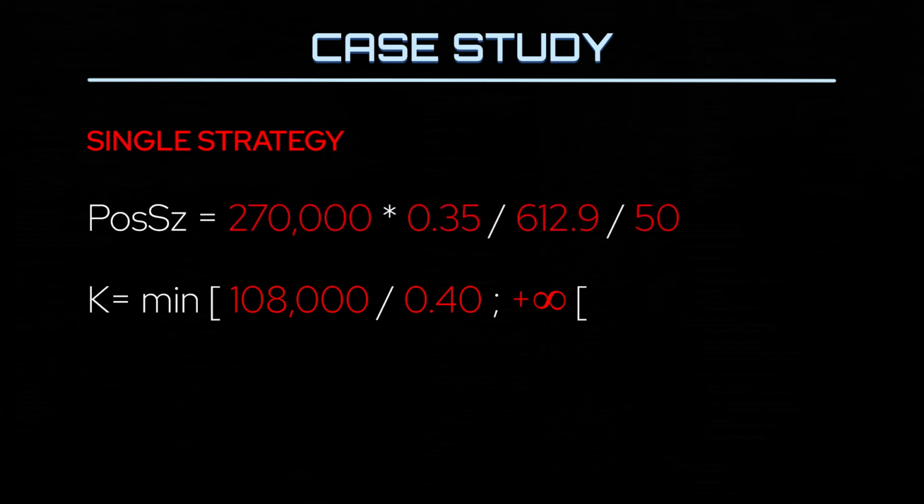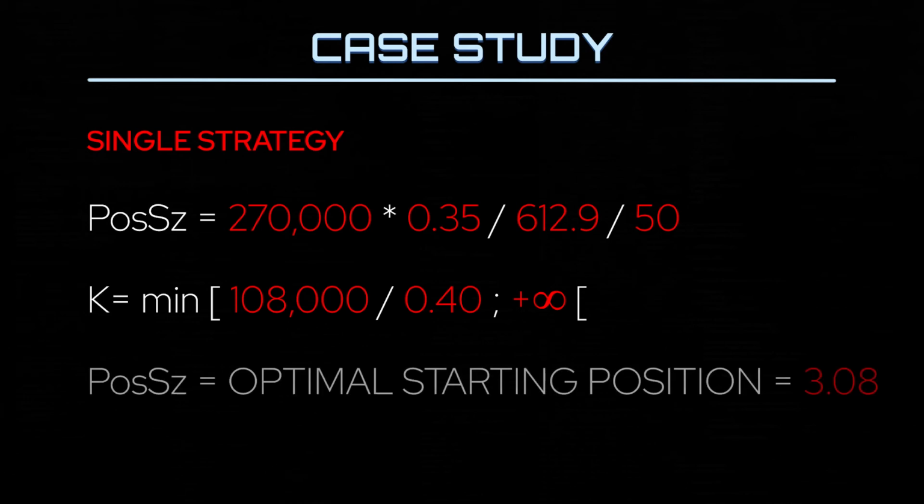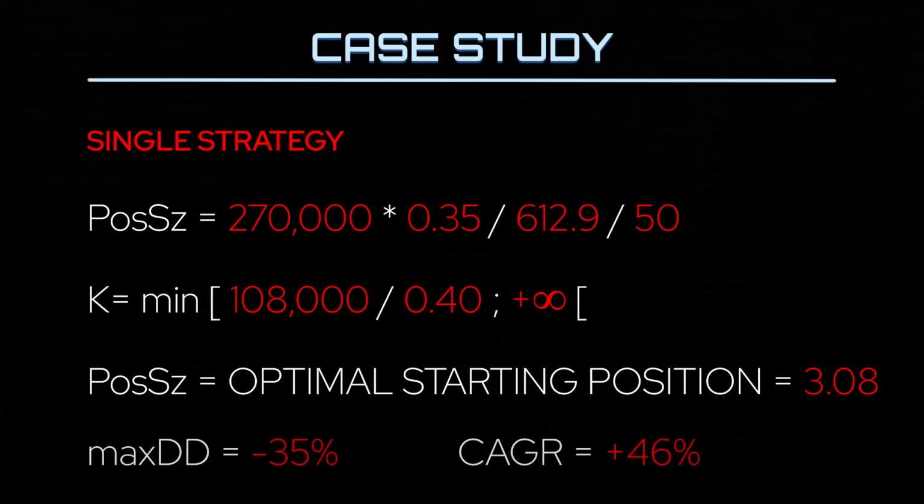Our position size should be exactly 270,000 times 0.35 divided by 612.9 divided by 50, which equals about 3.08. So what that means is that we would need to trade about 3 E-mini contracts worth to start with in order to strictly stick to our money management. In our case, since we slightly expanded our max drawdown from the baseline minus 30.6% to minus 35%, we should also be able to proportionately expand our expected CAGR from 40.3% to about 46%.